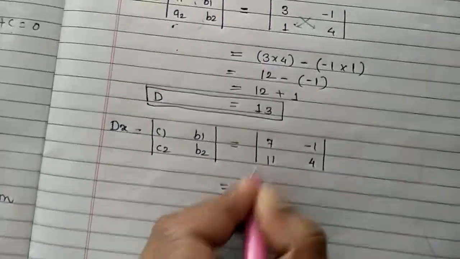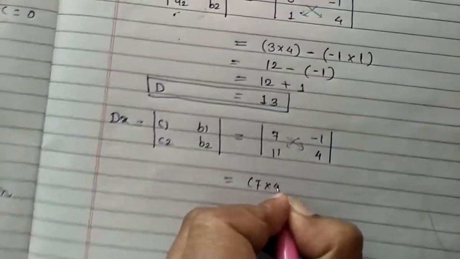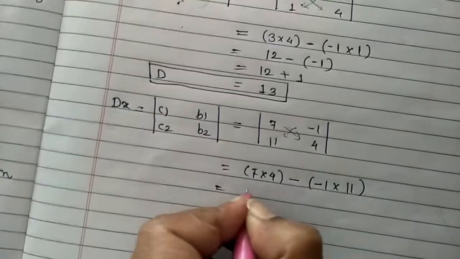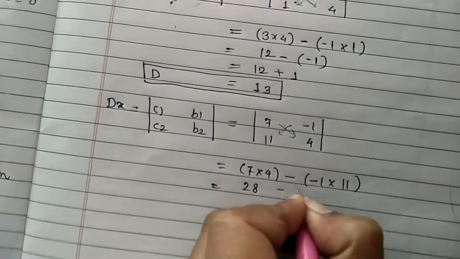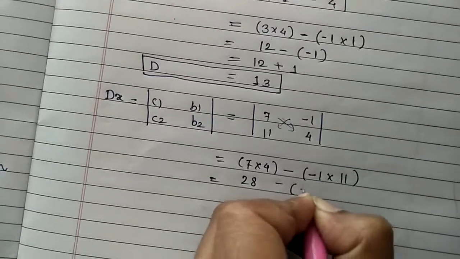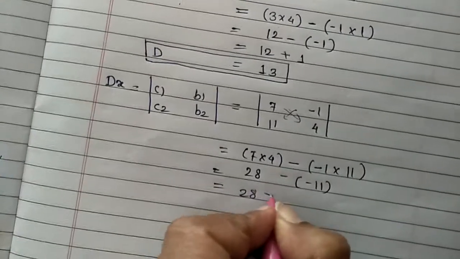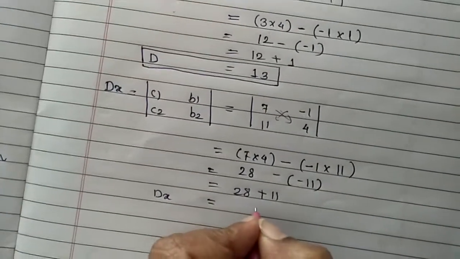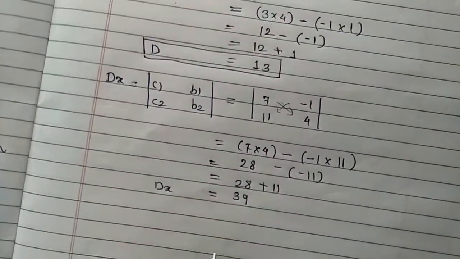Now the multiplication is the same as before. So it is 7 into 4 minus, minus 1 into 11. So 7 fours are 28, and here minus, minus 1 into 11 is minus 11, so 28 minus minus becomes plus. So the Dx value we are getting is 28 plus 11, which equals 39.